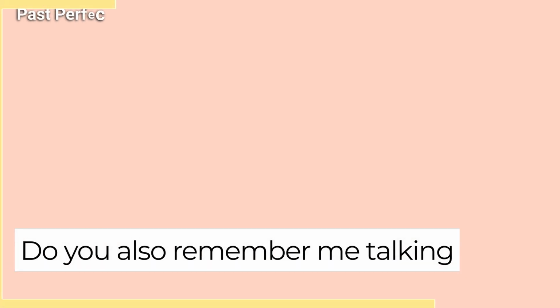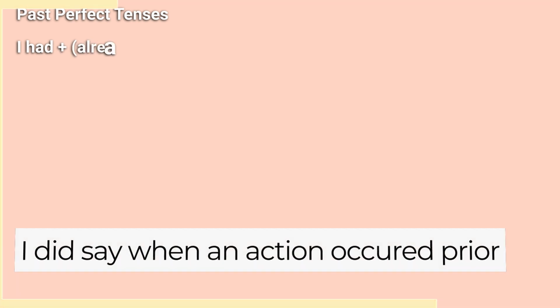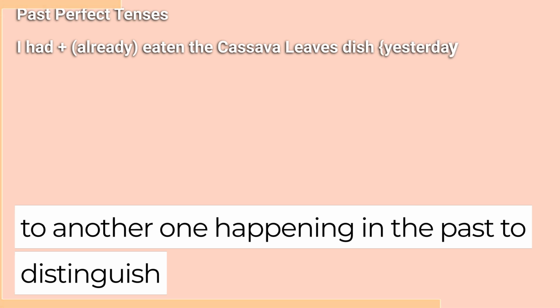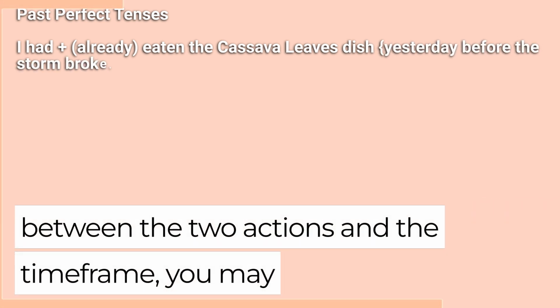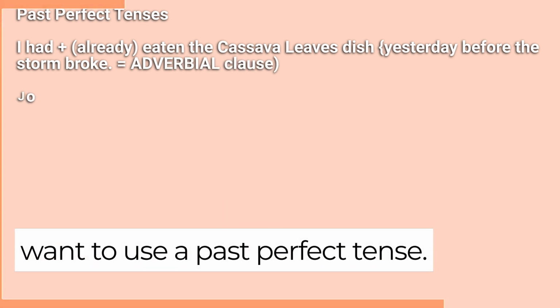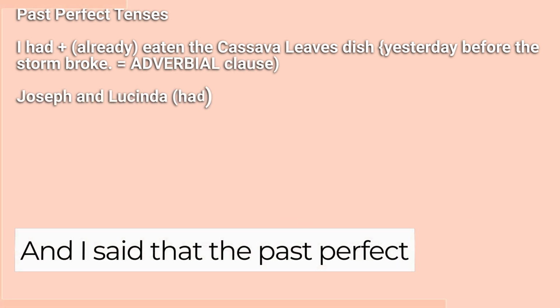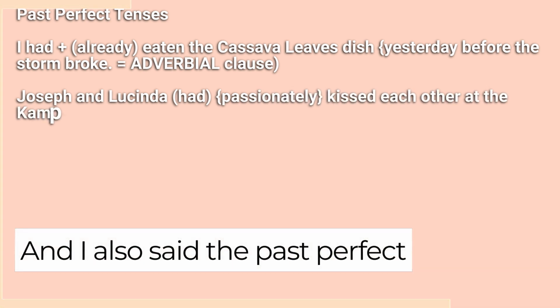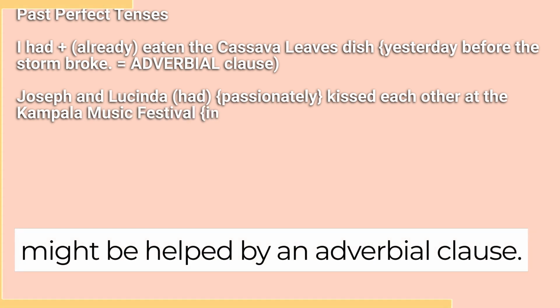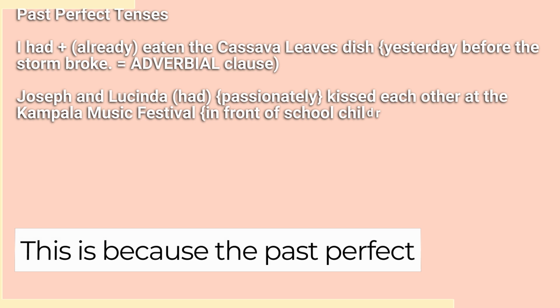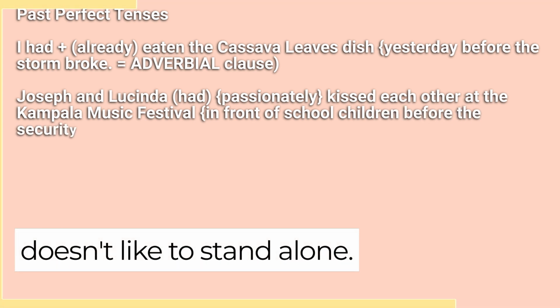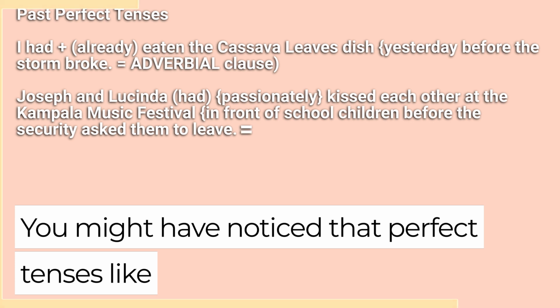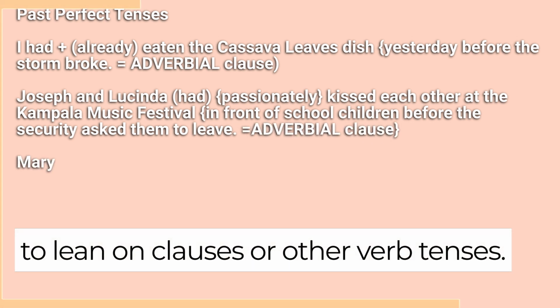Do you also remember me talking about the past perfect tense? I did say when an action occurred prior to another one happening in the past. To distinguish between the two actions and the time frame, you might want to use a past perfect tense. And I said that the past perfect is often held by the past simple. And I also said the past perfect might be held by an adverbial clause. This is because the past perfect doesn't like to stand alone. You might have noticed that perfect tenses like to lean on clauses or other verb tenses.